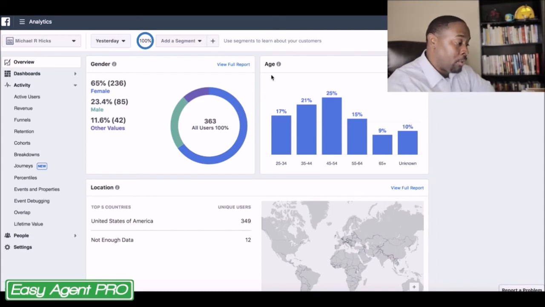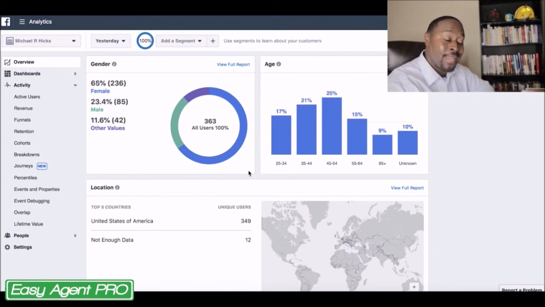Okay, you can also come over here to the age bracket and say, okay, I see that ages 35 to 54 are where I'm getting the most traffic between everybody. So in this sense, what you could do is cut out everybody from 25 to 34 and everybody over the age of 55. In doing so, you're only going to be targeting where most people are paying attention to your ad.